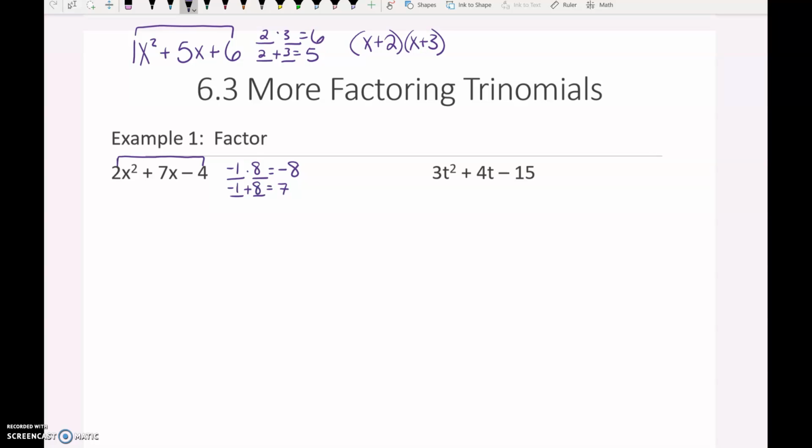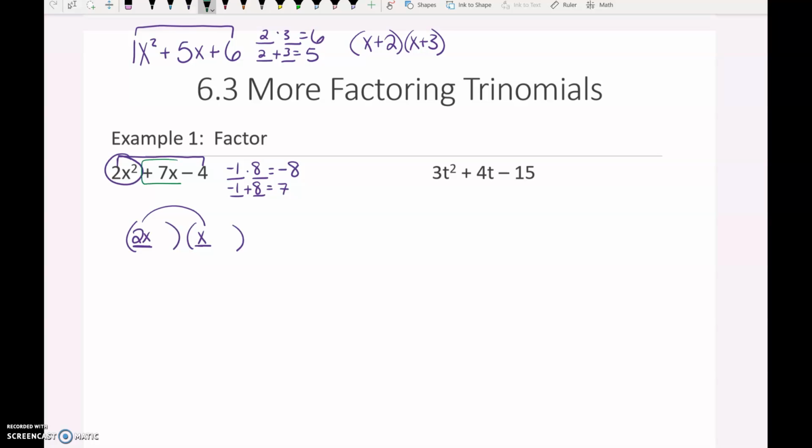Okay, now don't write this yet. We can't just do x minus 1, x plus 8, because x times x is x squared, and we need it to be 2x squared. So this isn't going to work. These first blanks, I'm going to put blanks in here like this. These first blanks need to multiply to give us 2x squared. So that's going to be 2x and x. 2x times x is 2x squared.